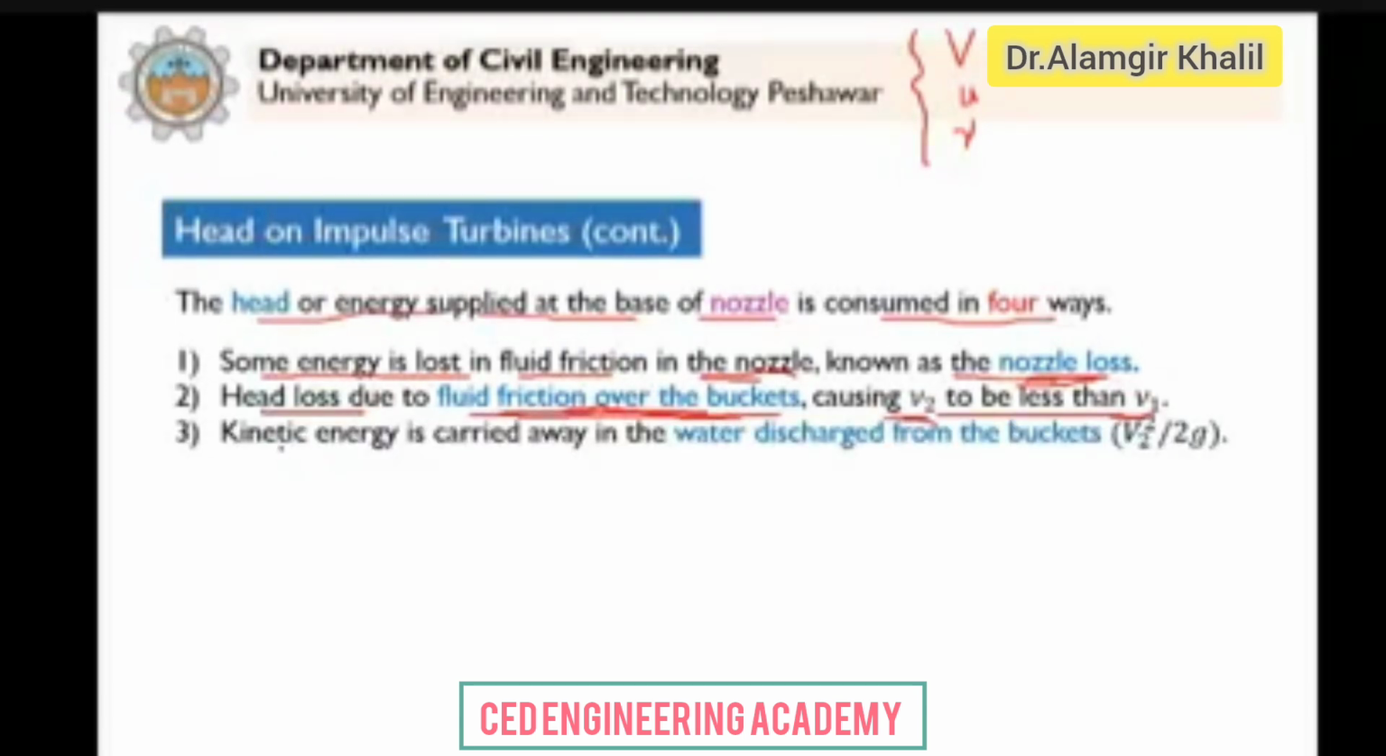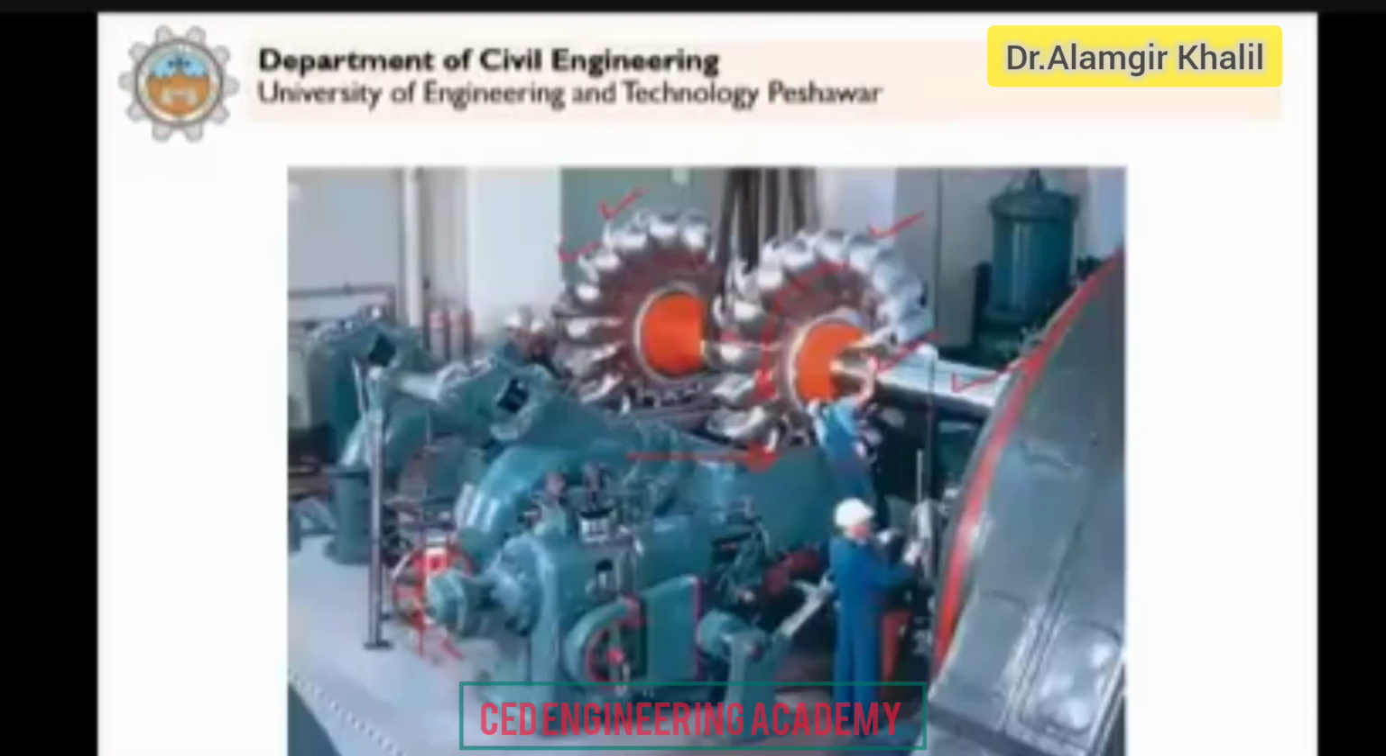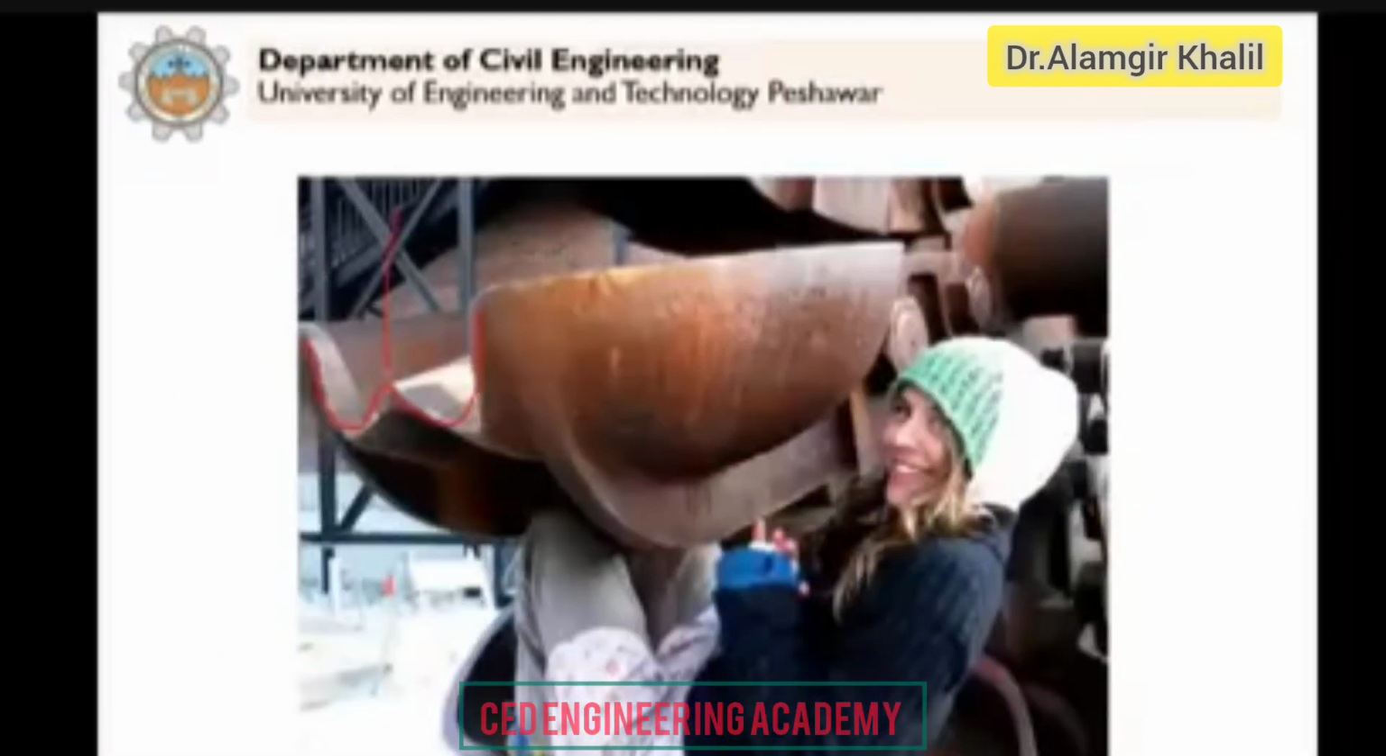And what is the third? Kinetic energy is carried away in the water discharge from the buckets. These are ellipsoidal buckets, as you saw the shape of the buckets. The water will strike at the center, and after the water strikes, the water will leave on both sides. This is the shape of the bucket of the Pelton wheel. The water will strike in the middle, and then it will flow over these buckets and leave in both directions. So it is split in two directions. This is how the water will flow.